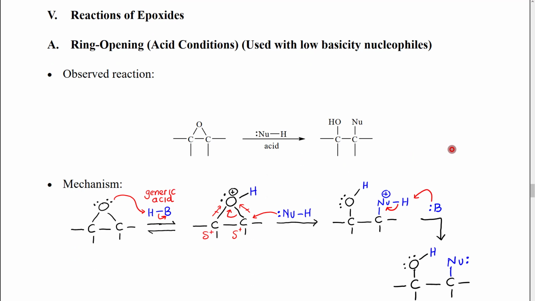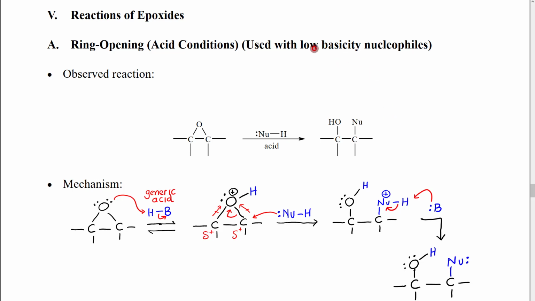Epoxides are extremely useful for synthesis reactions because they can be opened with nucleophiles and create a product that has a nucleophile attached on one carbon and then a hydroxyl group on another carbon, which either might be the desired functional group or can be used to introduce other groups and other pieces.